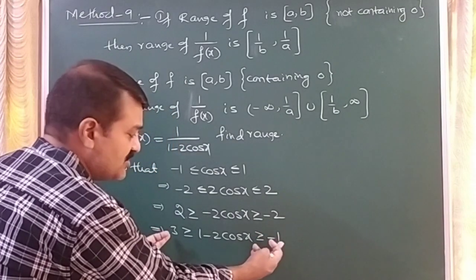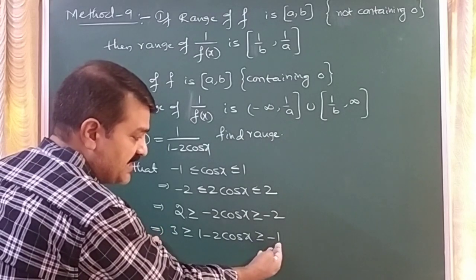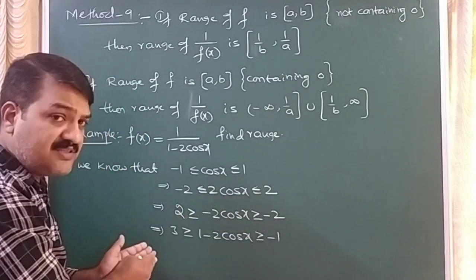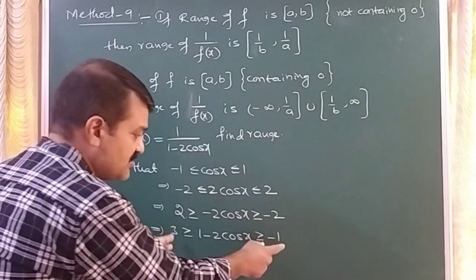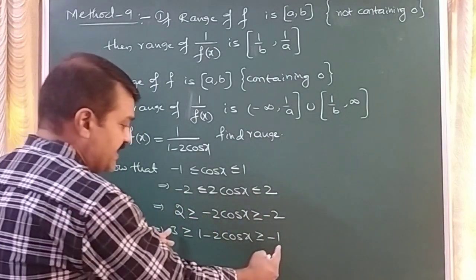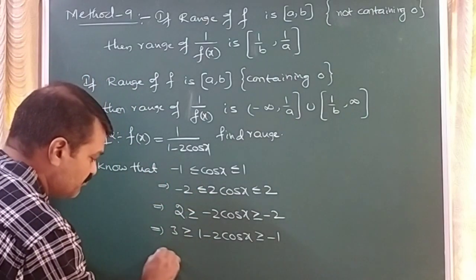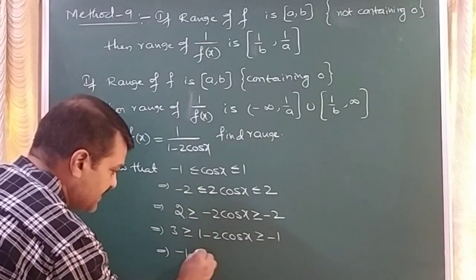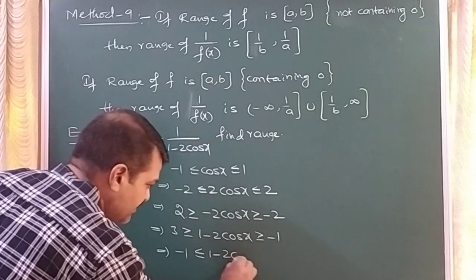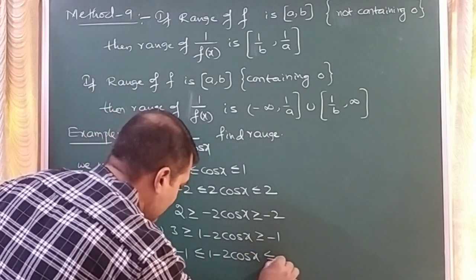Let us interchange 3 and minus 1 because in general practice we will have the smaller number first. So let us interchange this 3 and minus 1. When you are interchanging the numbers, again the inequality symbol will change. So interchanging, minus 1 less than or equal to 1 minus 2 cos x less than or equal to 3.